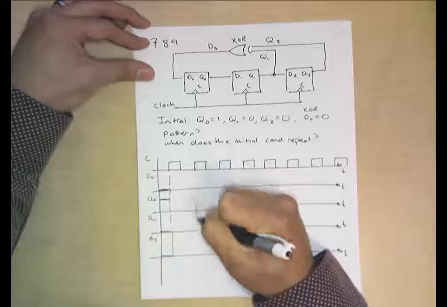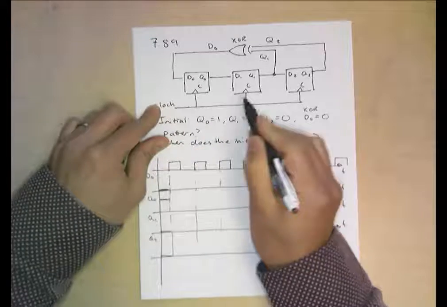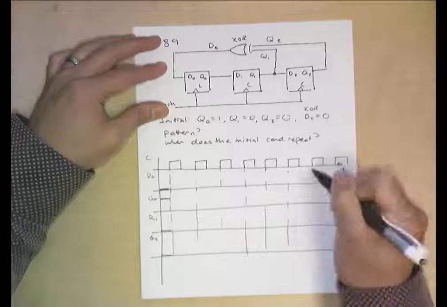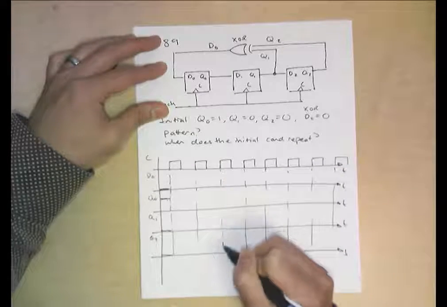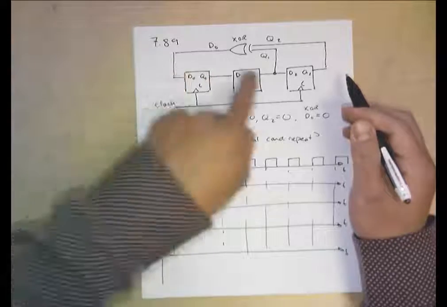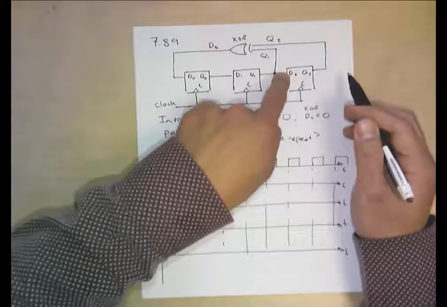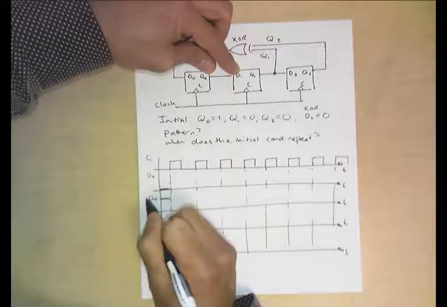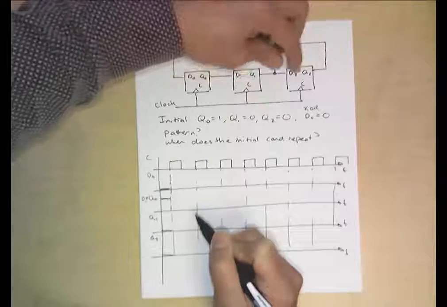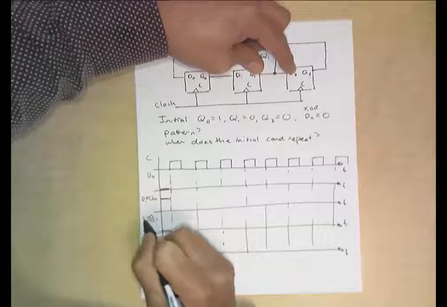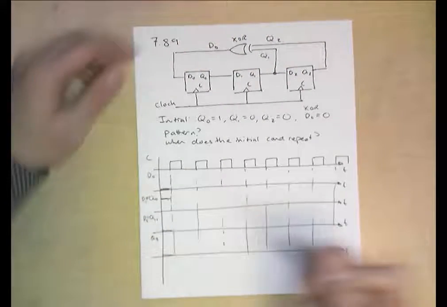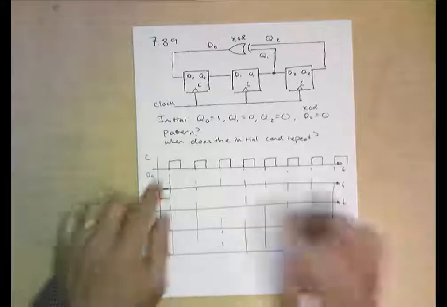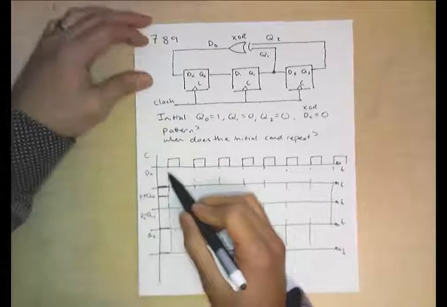We have all these edges here, and when the edge occurs, because they're all in parallel, all of them shift over. When I say they shift over, I mean that Q0 becomes D0, Q1 becomes D1, and Q2 becomes D2. We also note that Q0 and D1 are the same, and Q1 and D2 are the same, and then Q2 feeds into the exclusive OR. So basically everything just shifts over every clock cycle. Let's do this first one together.